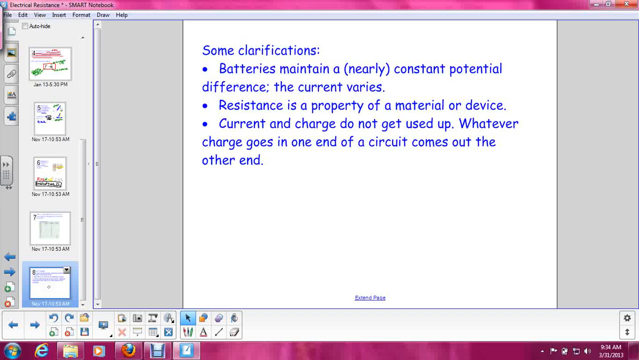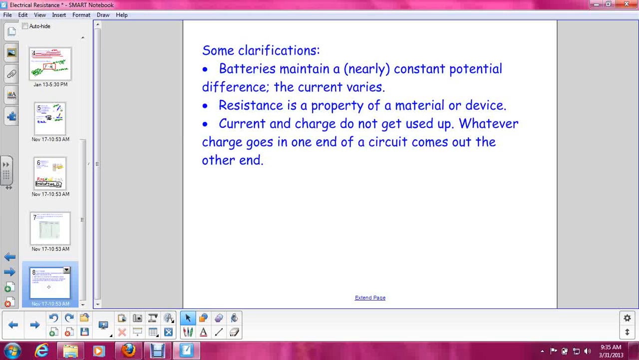Few little clarifications to finish off. Batteries maintain a nearly constant potential difference. So if I have a 1.5 volt battery and I plug that in, if it's a new battery, it is going to be pumping out or providing 1.5 volts of potential. That will not fluctuate very much. The current will change depending on what you hook up to it. Resistance is a property of a material or a device. So, for example, different kinds of light bulbs will have different resistances because of the materials they are made of.